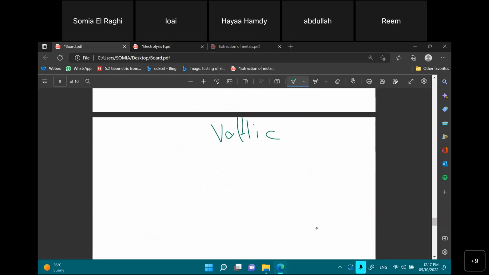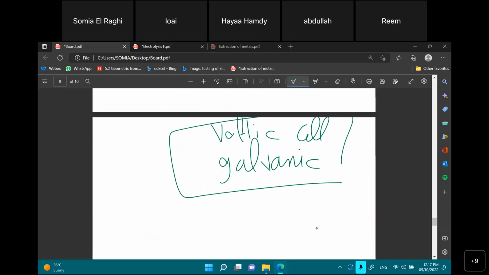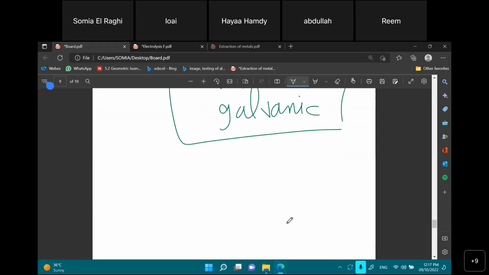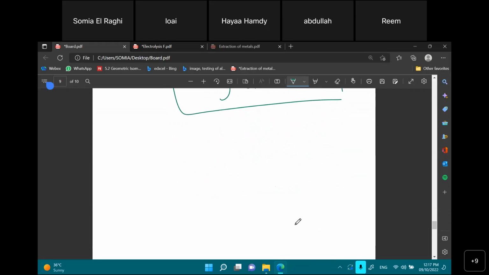Voltaic cell, or sometimes it's called galvanic cell. It is a very small part. Unfortunately, they introduced it from an American system to the British system. It is just one page or less, very short. Please pay attention. What is this galvanic cell?